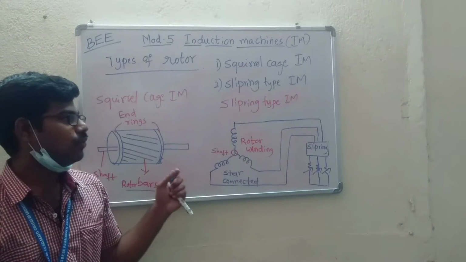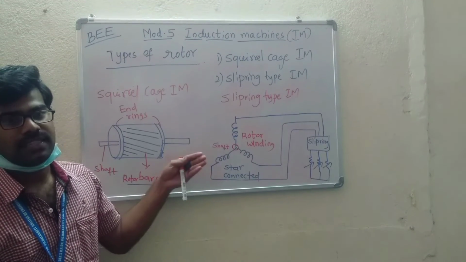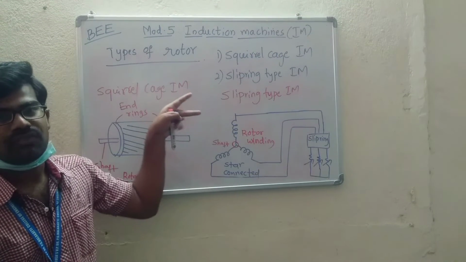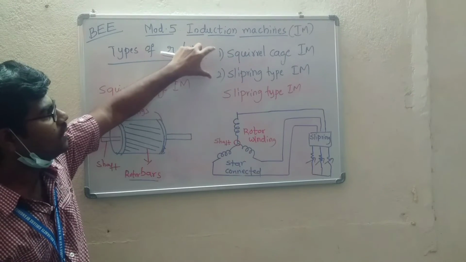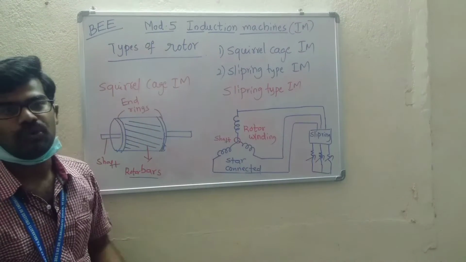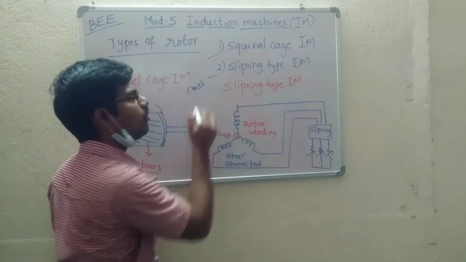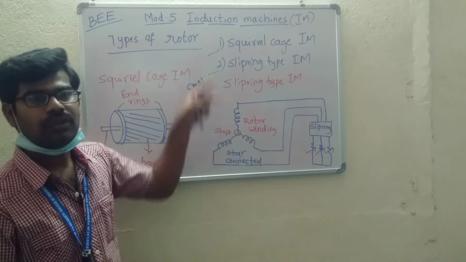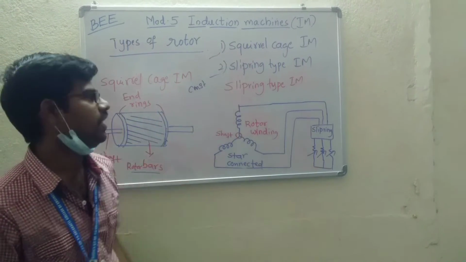Yes. So now we have studied the stator part. Now we shall study the rotor part. In the induction motor, there are two types of rotors: one is the squirrel cage type induction motor, another is the slip ring type induction motor. Based on the construction of the motor, there are two types of rotor in the system. Both are used for different applications.